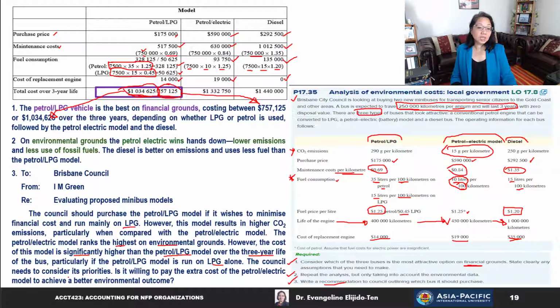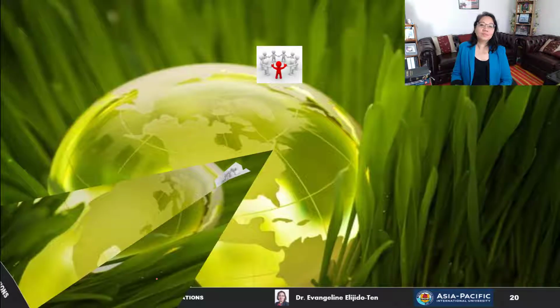So the council needs to consider its priorities. Is it willing to accept the extra cost of the petrol electric model to achieve a better environmental outcome? So this really is putting the decision back to the Brisbane Council, but we are providing the analysis that has been conducted in order for them to make an informed judgment and decision.